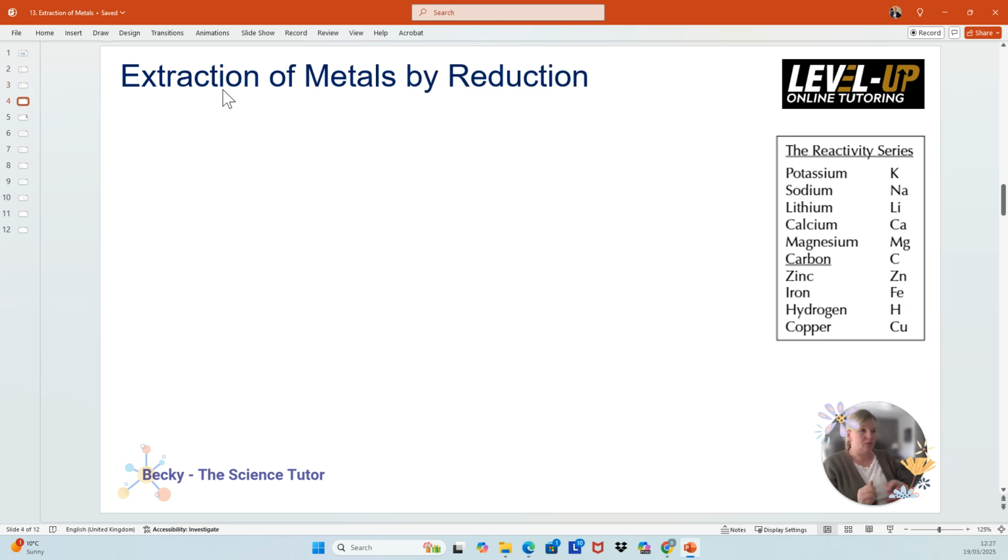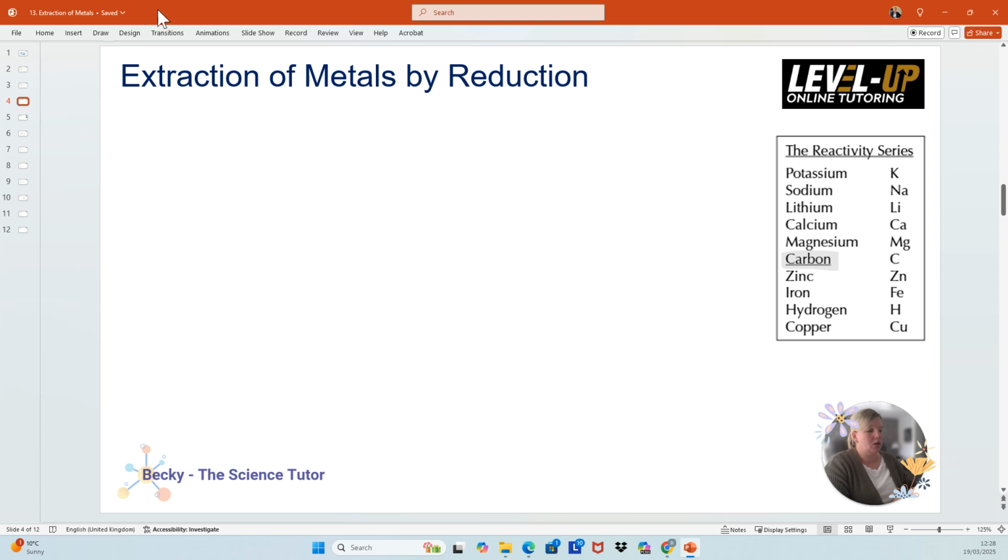Okay, so let's link this to the reactivity series then. When you look at the reactivity series or the reactivity of metals, you'll often see that carbon is labelled on there. Now yes, carbon is not a metal. That carbon is there as a reference point for us to be able to look at and say, okay, is carbon more reactive than my zinc oxide that I have? If so, I can extract it using carbon reduction. So that would be my extraction method.